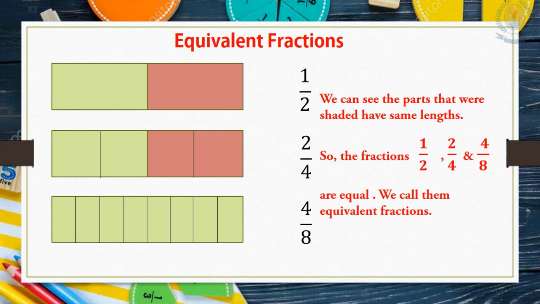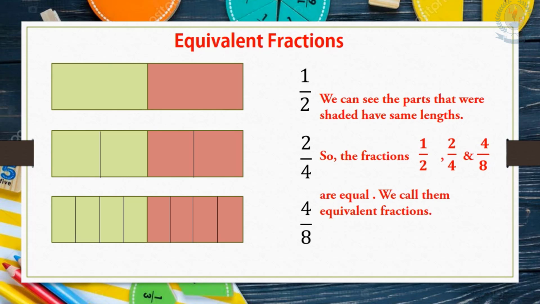Look at the last one. We divided this rectangle into 8 equal parts and selected 4 parts. So the fraction will be 4 over 8. We select 4 parts out of 8 parts.